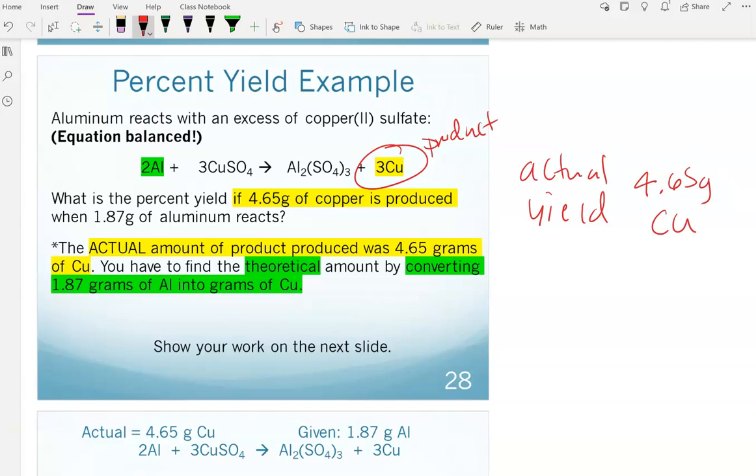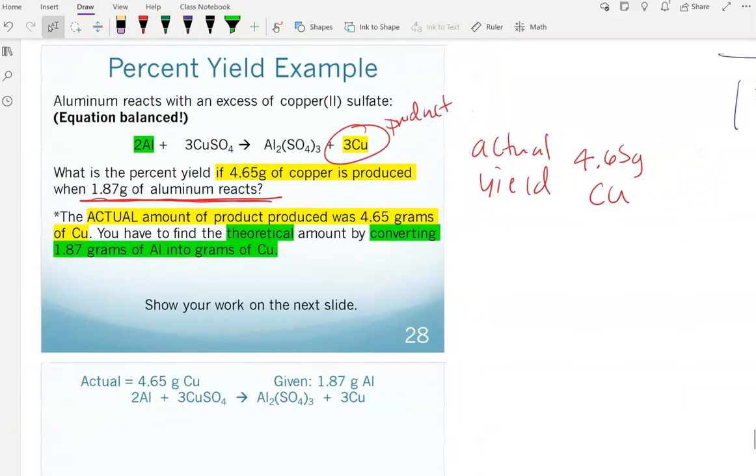And it looks like our limiting reactant that we're going to be using is aluminum. So we had 1.87 grams of aluminum. So we're going to take that 1.87 grams of aluminum, which is the reactant, and we're going to convert that into grams of copper, and then that will be our theoretical yield.